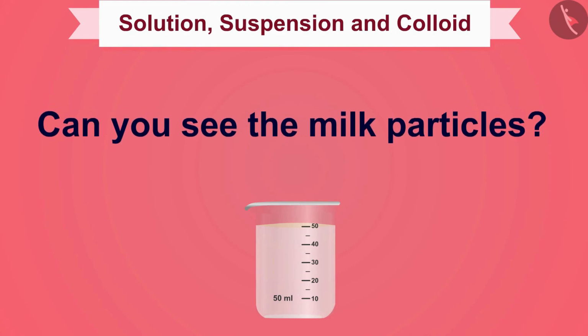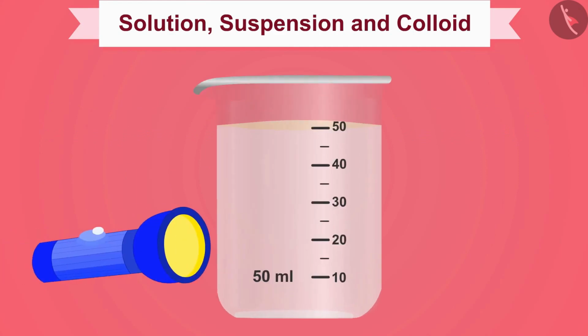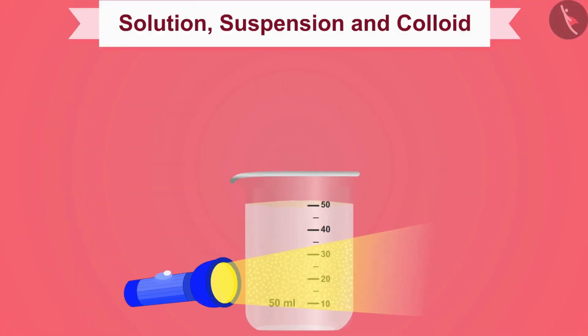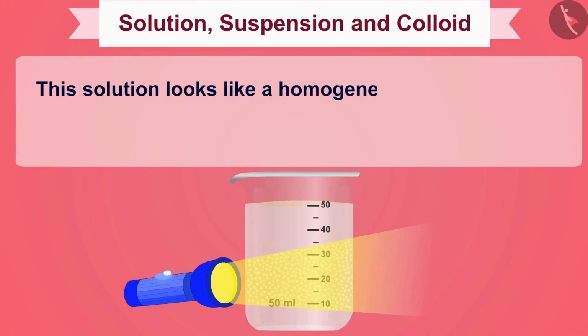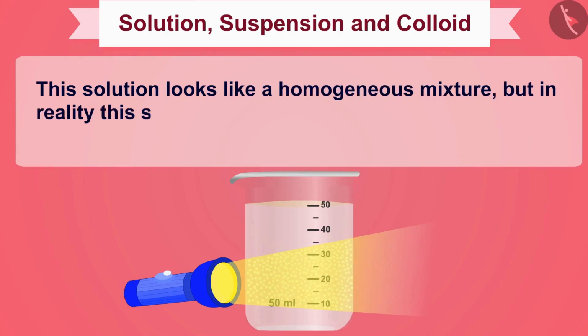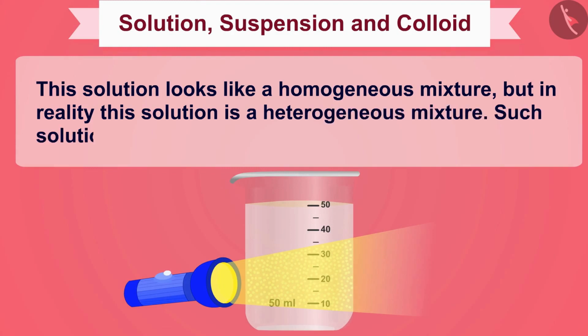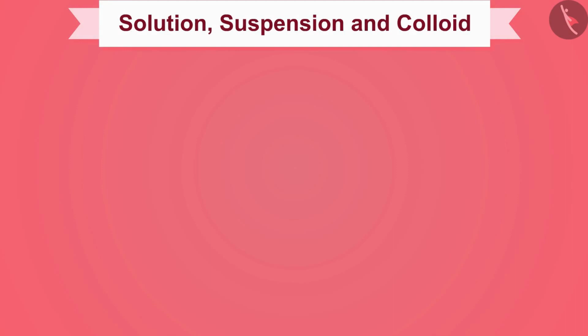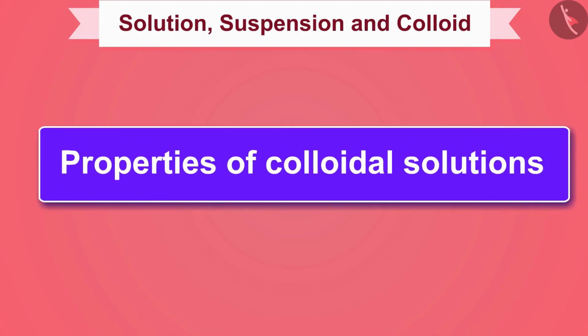No. But if we try to pass a light beam from this solution with the help of a torch, we will find that the milk particles easily scatter a beam of light. Therefore, this solution looks like a homogeneous mixture, but in reality, this solution is a heterogeneous mixture. Such solutions are called colloidal solutions.